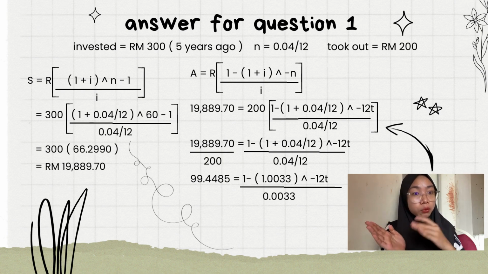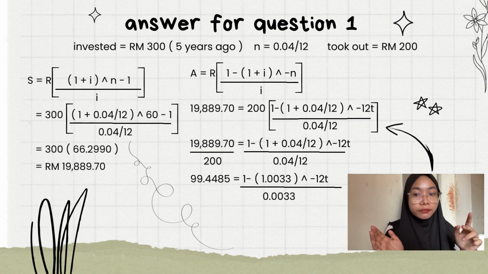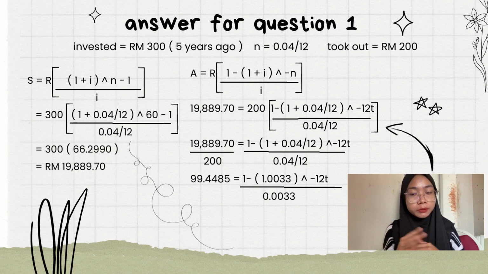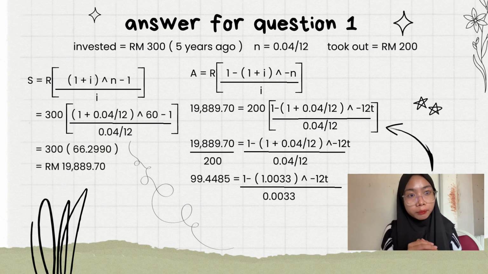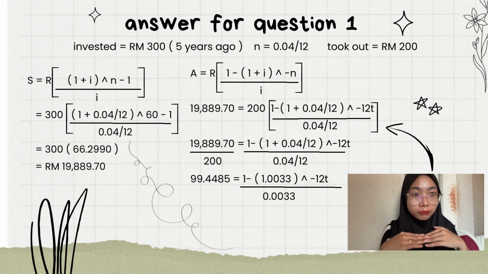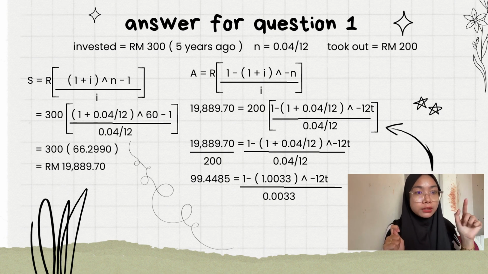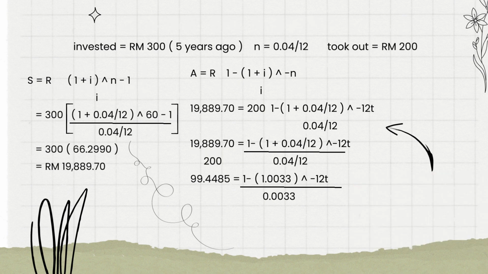minus (1 plus 0.04 per 12) to the power of negative 12t, divided by 0.04 per 12. The answer for 19,889.70 over 200 is 99.4485. So 99.4485 equals to 1 minus in bracket 1.0033 to the power of negative 12t, divided by 0.0033.